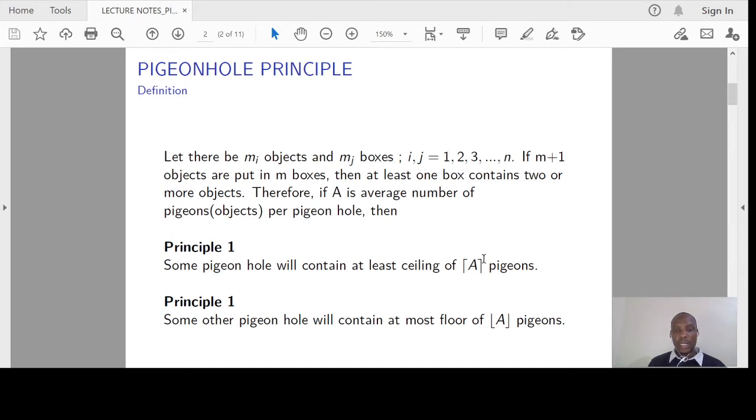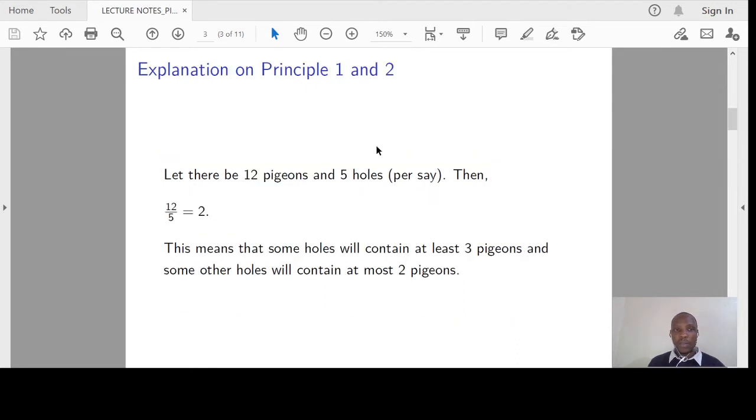In discrete mathematics, we define the ceiling like this. Then we have the floor defined like this, such that if the examiner just puts something like this in the question or when you are doing your revision, just know that this is a ceiling and this is a floor. Good. Next, I just want to give the explanation on principle 1 and 2.